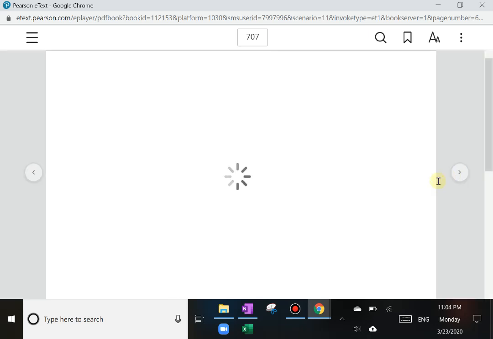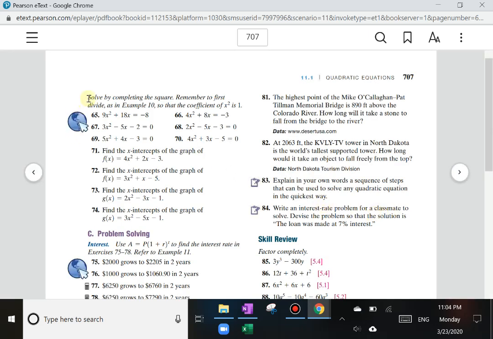At the top of the page, once this loads, you're going to see "solve by completing the square." Now, if you look at these numbers 65 through 70, the numbers in front of the x squared, a 9, a 3, a 5, 4, 2, 4. Every one of these is different from 1. There is a hint in the statement of the problem that reads, "remember to first divide." That's how we're going to remedy this coefficient being other than 1.